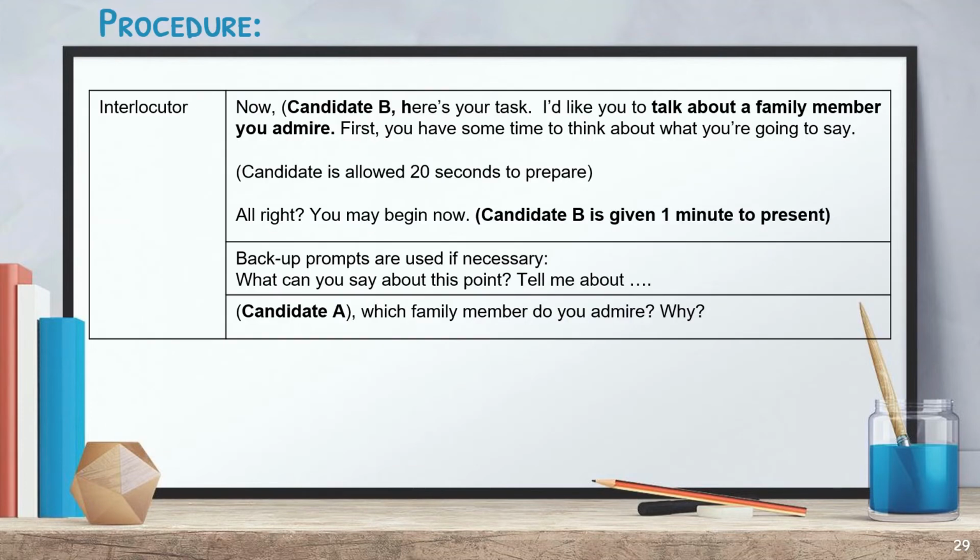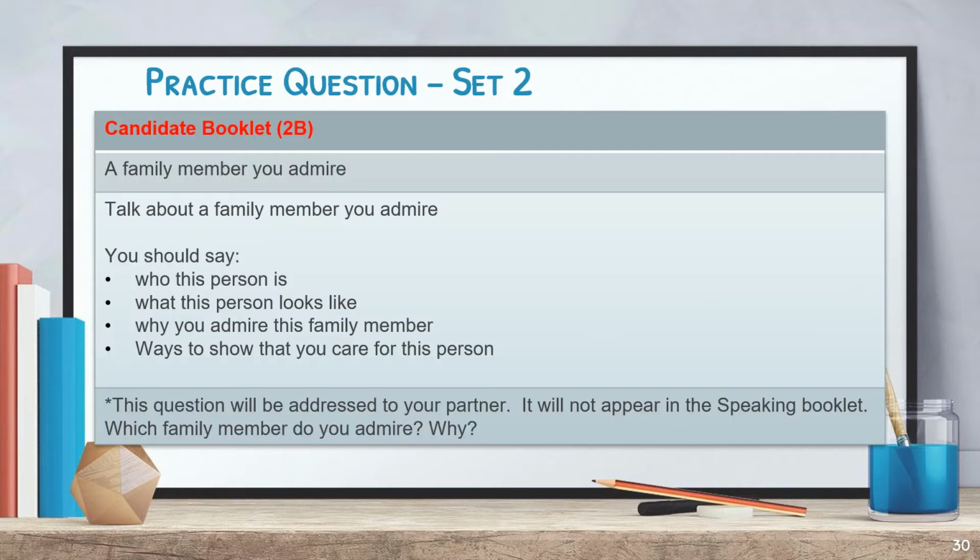Now for candidate B, a different question. I'd like you to talk about a family member you admire. You'll be given time, then you present. And then candidate A will be given a simpler question. Which family member do you admire? Why? Let's look at that. So, who? Name your family member. What this person looks like. Maybe you can describe that. Now why do you admire this family member? Give reasons. And ways to show that you care for that person.